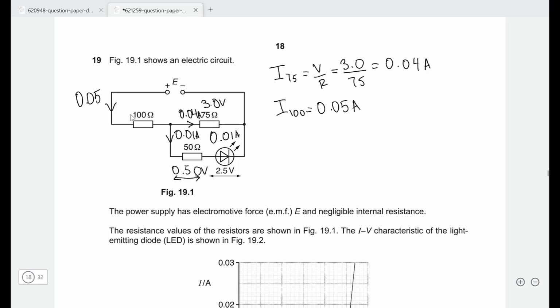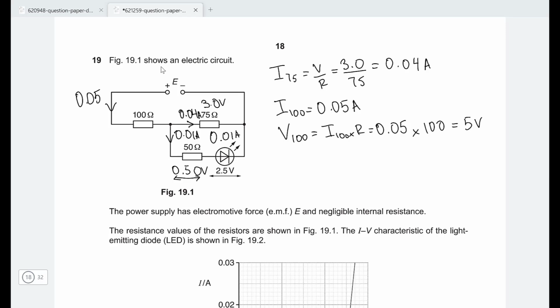If we find the PD across this guy over here, by Kirchhoff's second law, we're going to find the EMF. So let's do that. The potential difference across the 100 ohm resistor is simply going to be I100 times the resistance. So that's going to be 0.05 times 100, which is of course 5 volts.